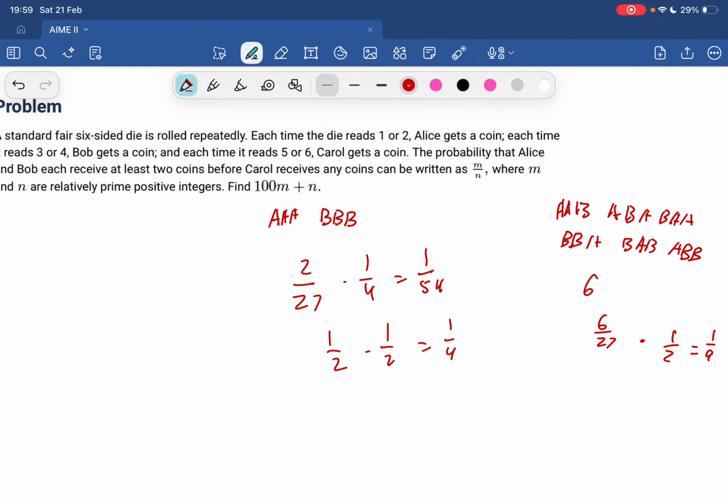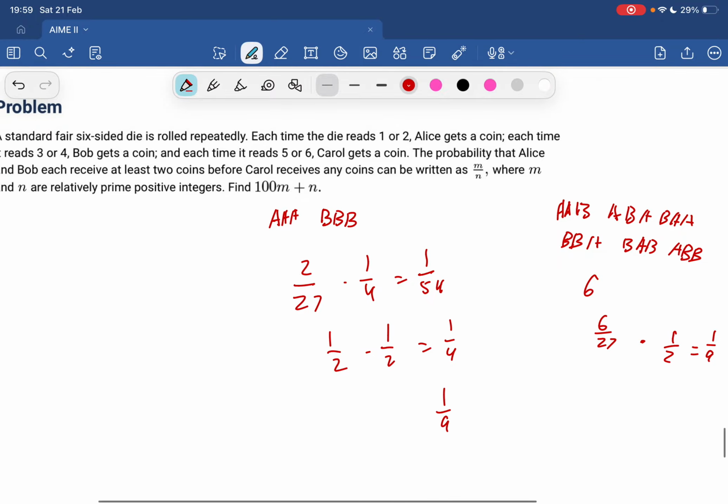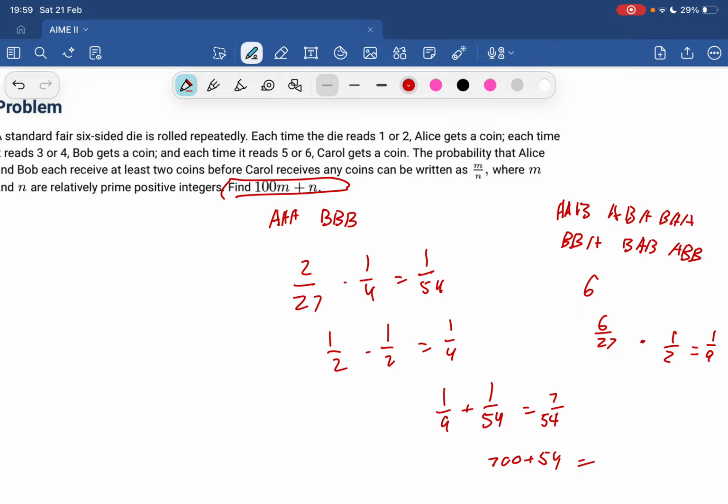Next step is to add the contributions together. So 1 over 9 plus 1 over 54 is 7 over 54. Now, the last step, since they're asking for 100m plus n instead of just m over n, we have to do 7 times 100, which is 700, plus 54, which is 754. And that's the final answer.